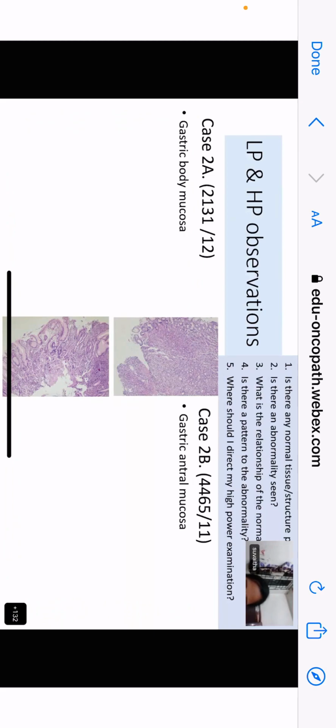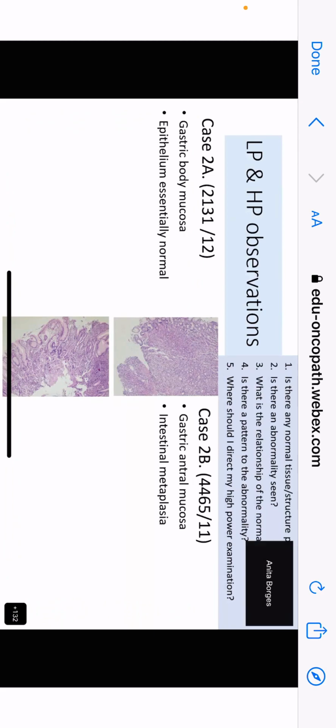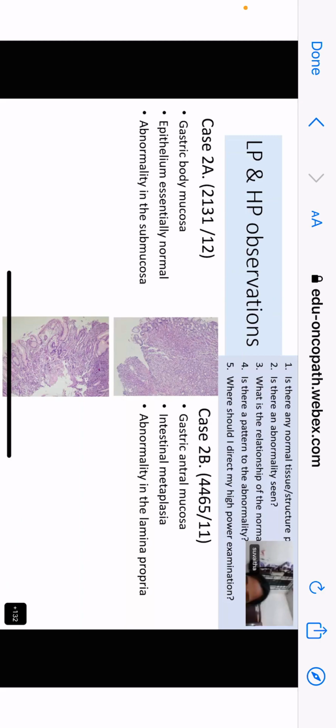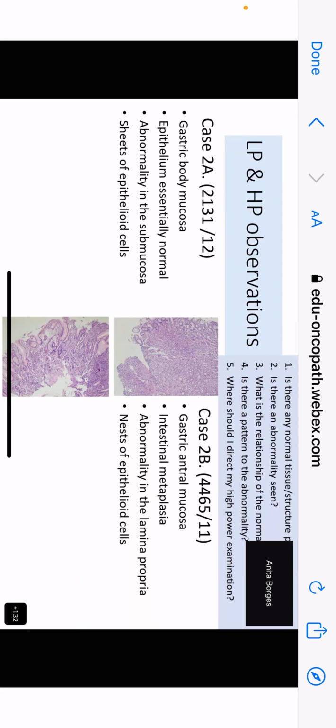And abnormalities? Yes, ma'am. The epithelium is essentially normal on the left side. There is intestinal metaplasia on the right side, right? Yes, ma'am. The abnormality is in the submucosa on this side. Here, the abnormality is in the lamina propria. Here you have sheets of epithelioid-like cells. Here you have nests of epithelioid cells.